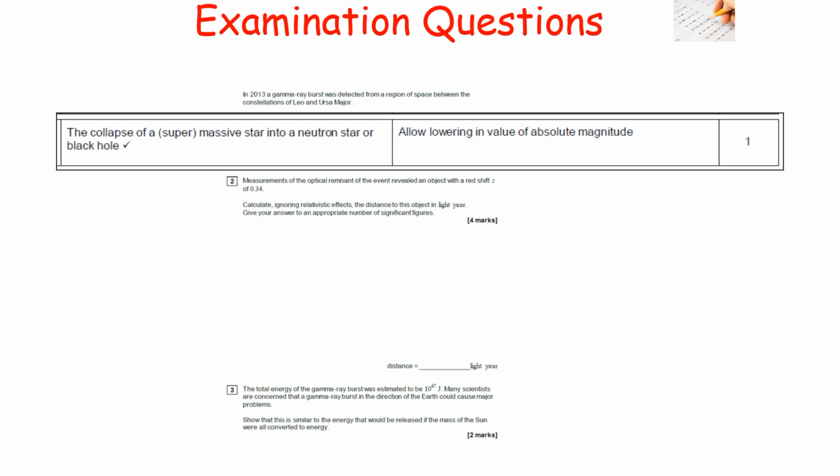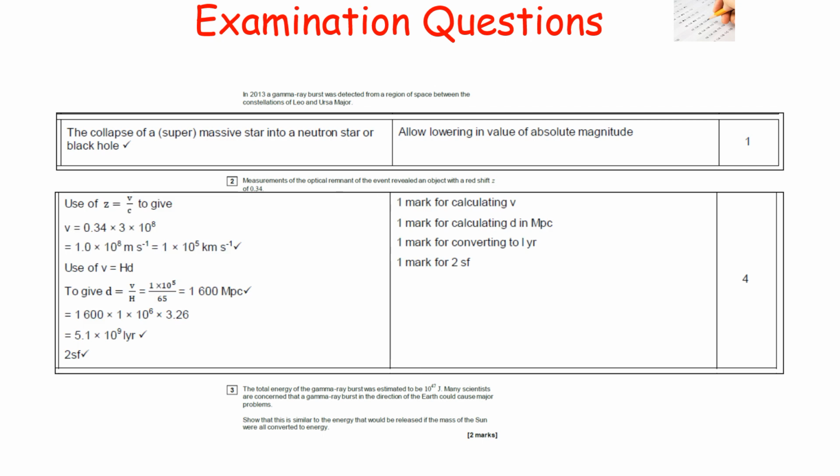Now, the next one is a bit of a more challenging question because you're going to have to use two equations. Now we know from the equation sheet that z is equal to v over c. So we can rearrange this and make v our subject. So we can say v is equal to z times c, c being the speed of light, 3 times 10 to the 8. So we say 0.34 times 3 times 10 to the 8 gives us a value of 1 times 10 to the 8 meters per second.